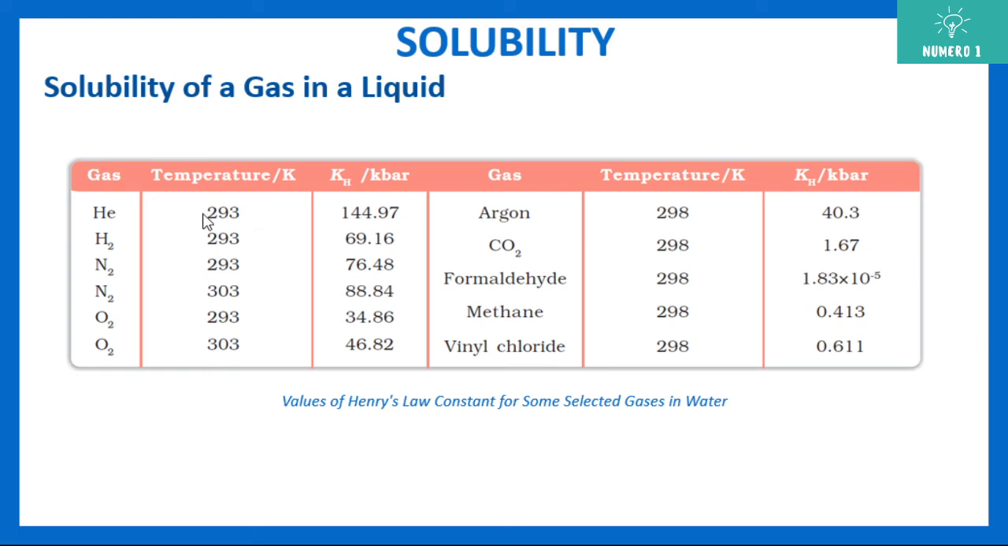Next, you can see that the values of Kh for different gases, for example helium and hydrogen, at the same temperature are different. In the same way, nitrogen at a slightly different temperature has two different values. So Kh depends on two things: one is the temperature and the other is the nature of the gas.